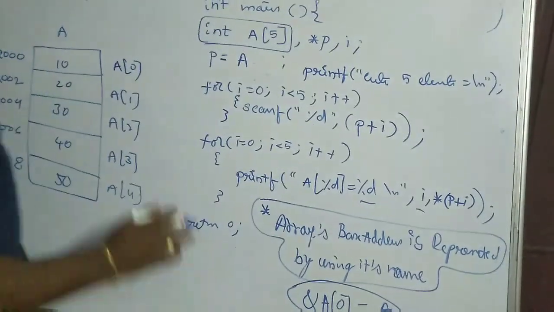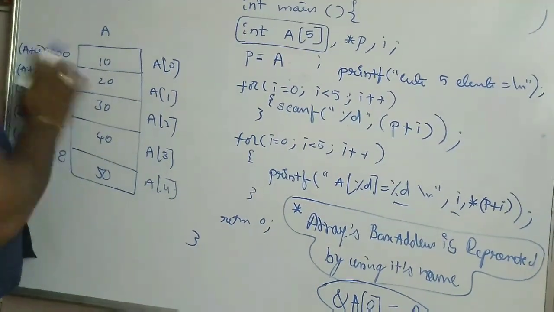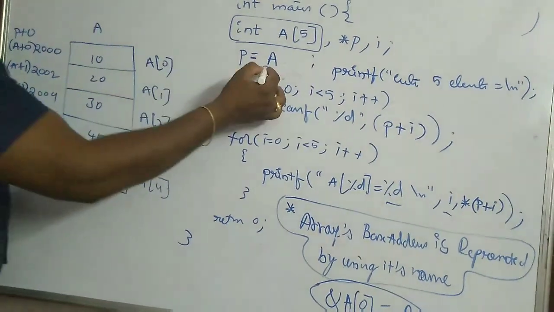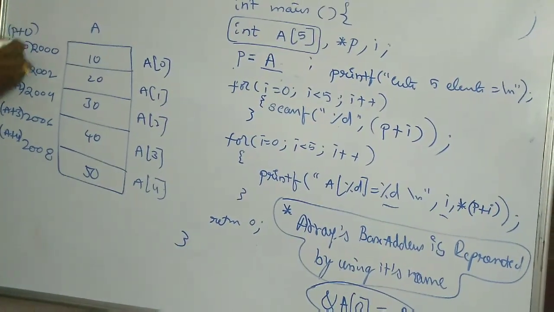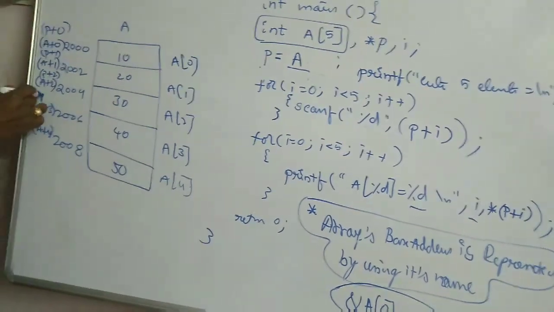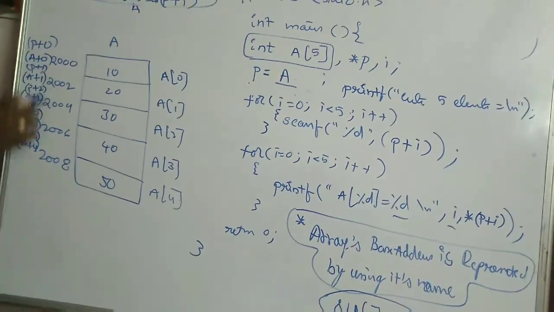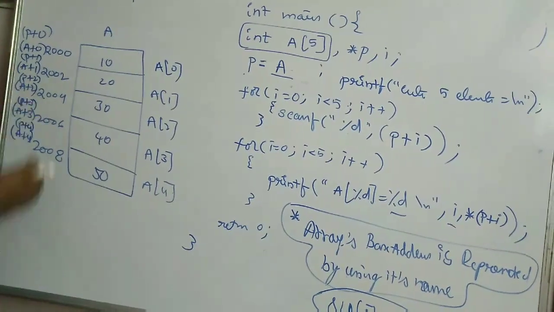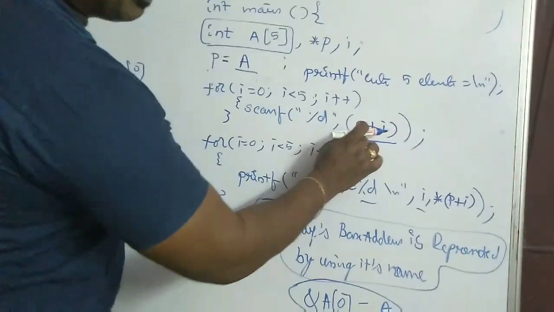So instead of A, if I write these things, this A of 0 can be called as P plus 0, because I have given this A to P. I can write instead of A, I can write P plus 0. This is P plus 1, and this is P plus 2, and this is P plus 3, and this is P plus 4. That means the addresses can be written as P plus 0, P plus 1, P plus 2, and P plus 3, and so on. So that is the same thing that we have used in this scanf, that is P plus index I.